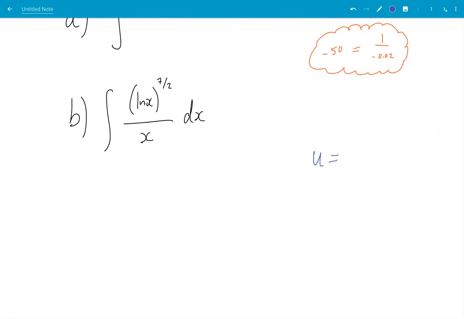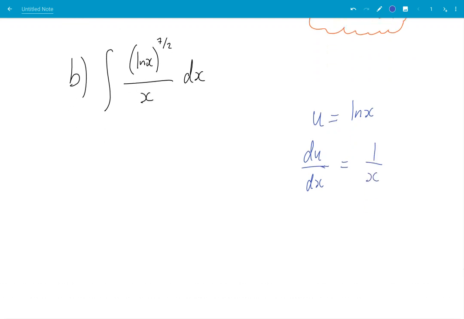Okay, part B. I'll go u is equal to the inside function, ln of x. du dx is 1 over x. So dx is x du. Okay, I can do this quickly because I've done it for many years now. If you don't, don't be afraid to copy this down, try it on your own. Solving for dx.